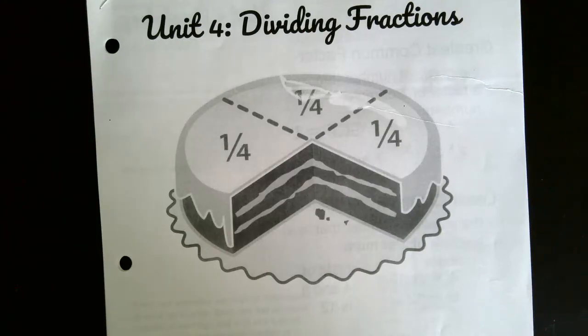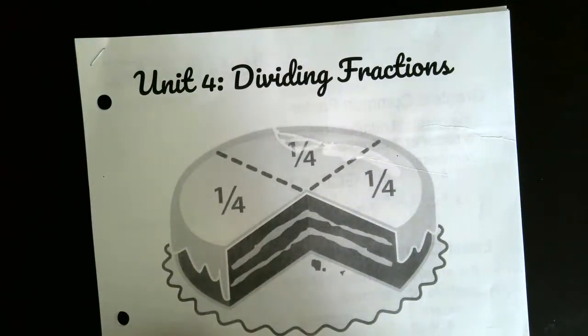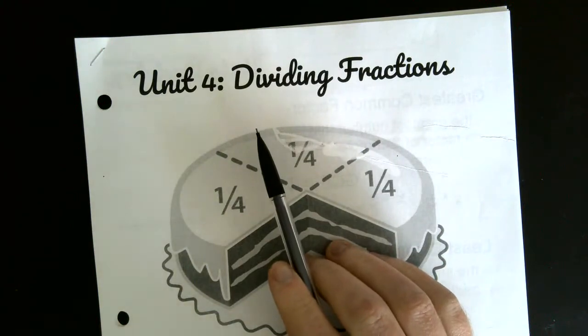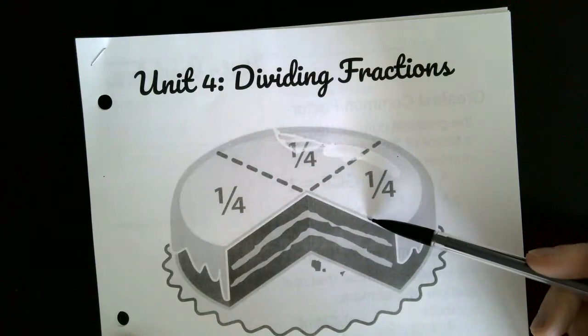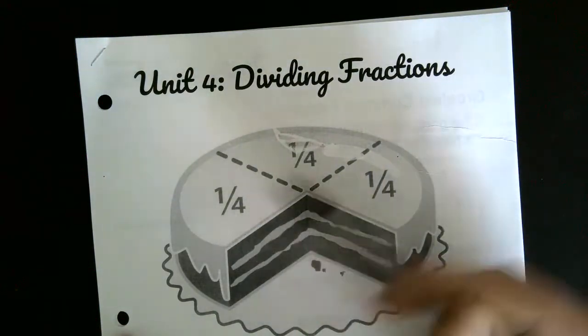Okie dokie. We're starting today our new unit. This is for those of you that were absent today. We're using the Unit 4 dividing fractions packet. You should have received this from me a couple weeks ago before we had finished Unit 3. I just wanted to give it to you. So there's a cake or a pie or some dessert on the cover with fractions.